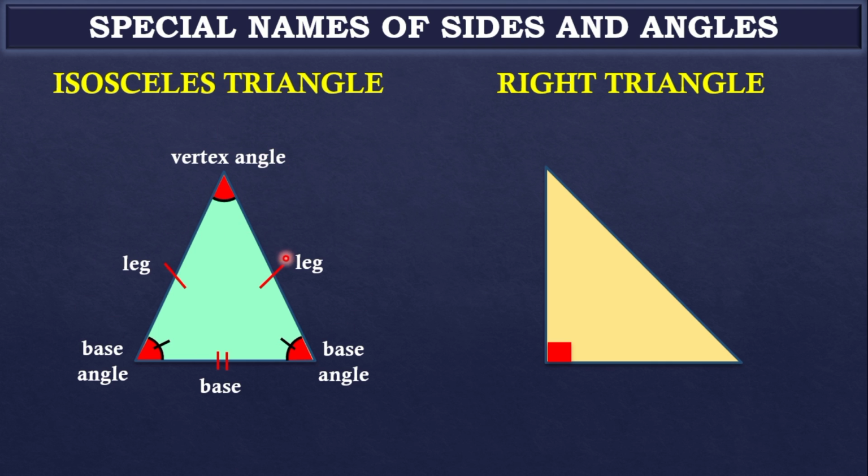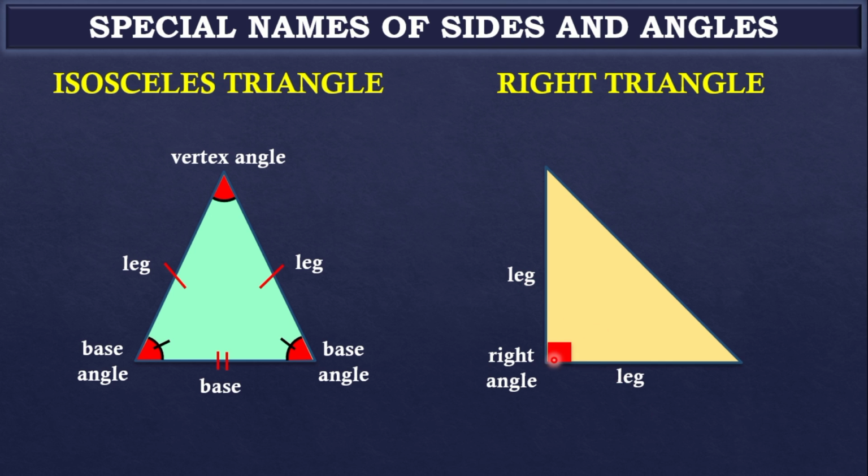The two congruent sides are the legs. The unequal side is your base. The angles that contain your base are the base angles, and the angle which is not equal to your base angle is what we call the vertex angle. We also have special names for right triangle. So again, for us to consider a triangle a right triangle, it must have one right angle. Okay, so ito po yung right angle ninyo. Now, the sides of your right angle, ito pong sides ng right angle mo, ito naman po yung tinatawag nating legs. So, the sides of your right angle is what we call the leg.